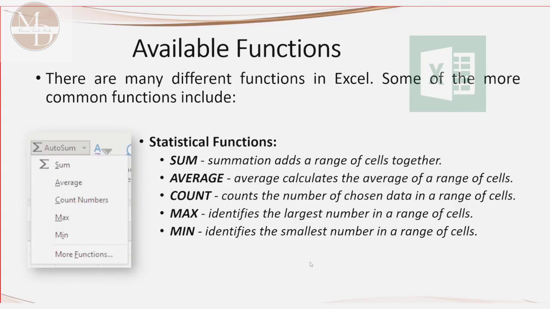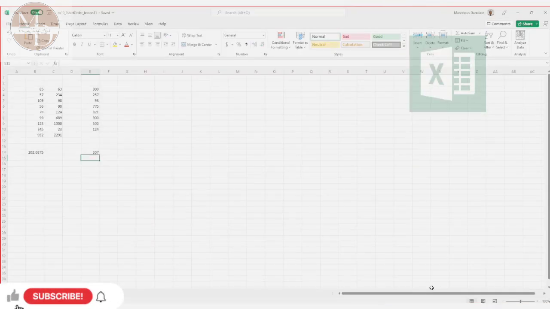So that's it. Then available functions. We have common functions that are so common. The auto sum. We have sum, average, count numbers, max, minimum, and so on. We have the sum, which adds up your range of numbers; average, which calculates just like I did earlier; count, which counts the number of values. We also have minimum and maximum. Let's find it out now.